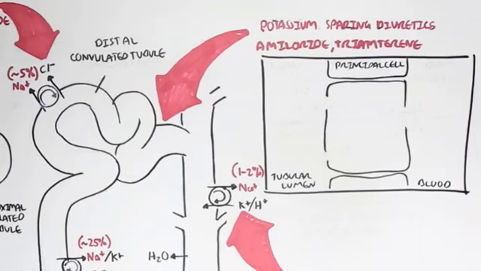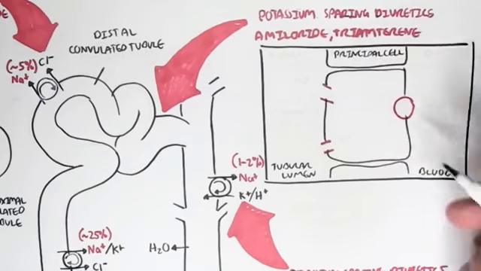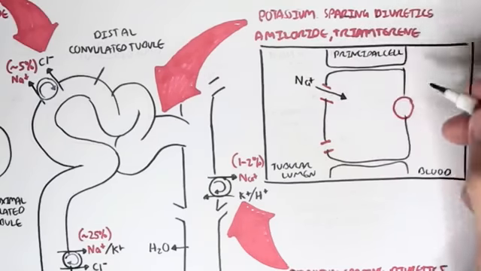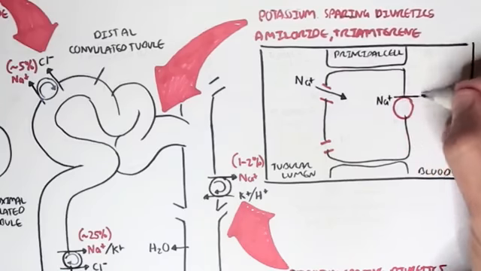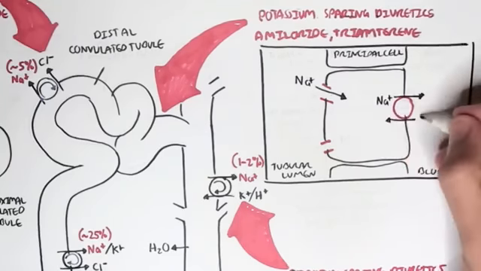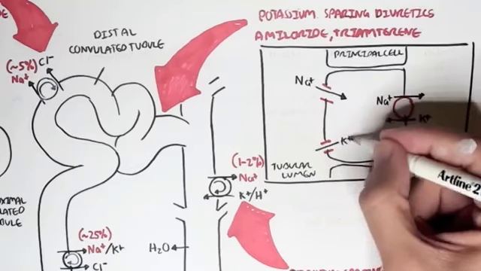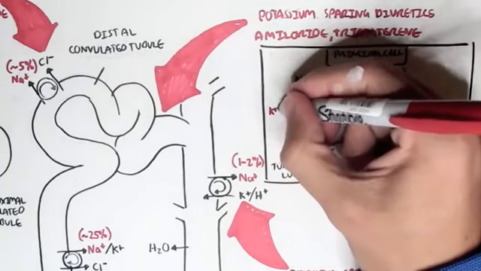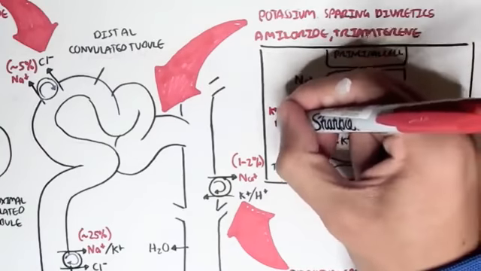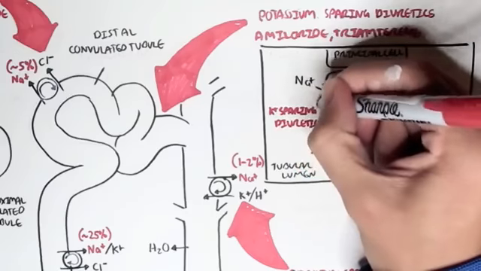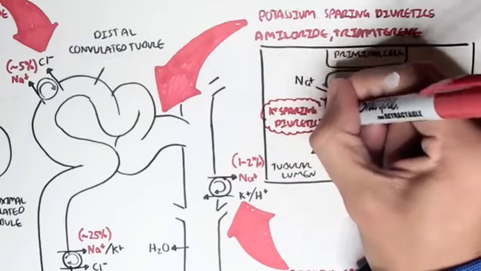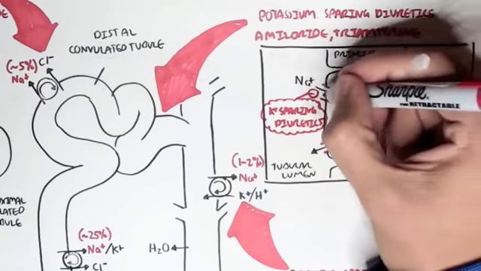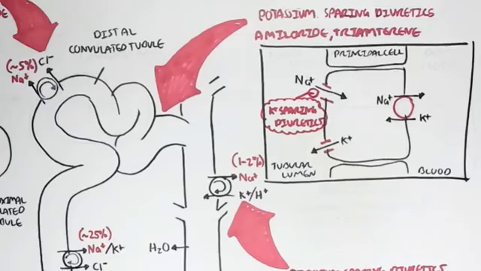Let's look at what happens normally. Normally, sodium is reabsorbed from the lumen of the nephron, and then sodium will be reabsorbed into the blood through a transporter. This transporter, when it reabsorbs sodium, it excretes potassium. Potassium is then excreted into the tubular lumen. The potassium-sparing diuretics, amiloride and triamterene, essentially inhibit this sodium reabsorption, and thus as well inhibit potassium excretion.